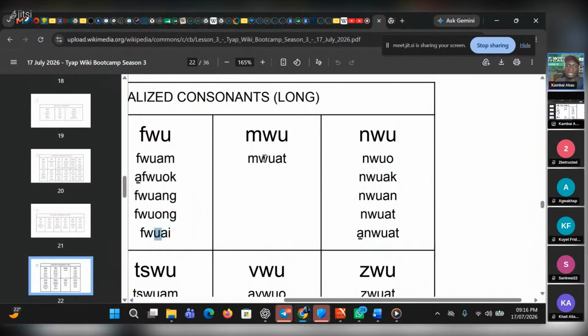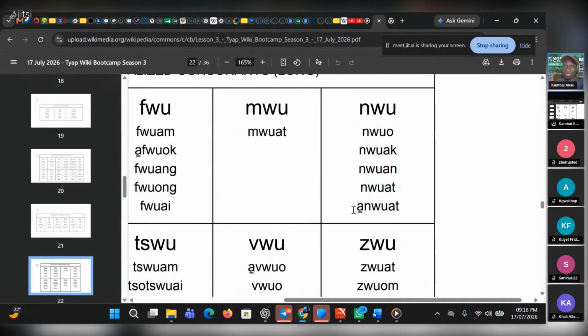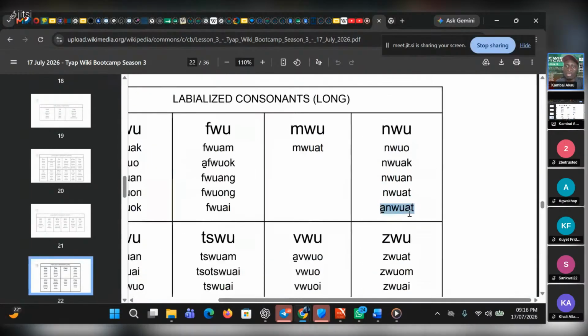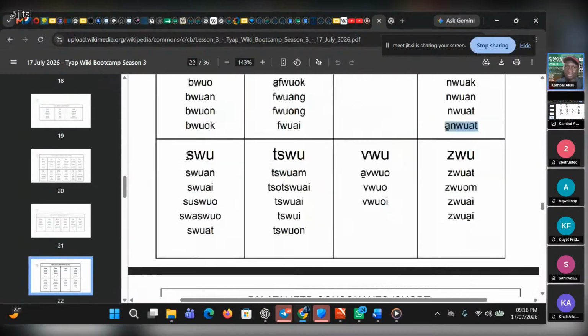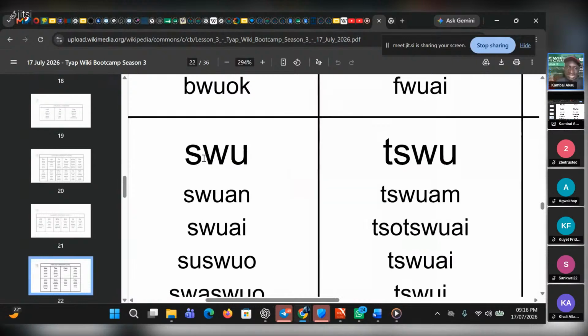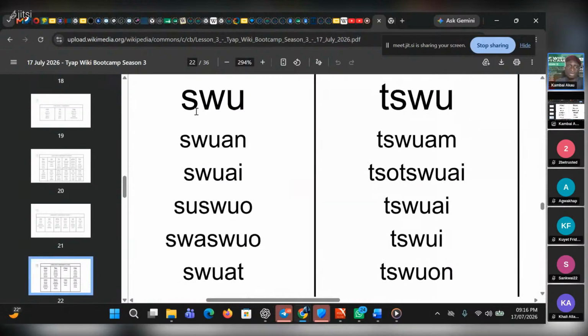Then right here we have mo, because this is the mu sound. Then we have the mo, and then we have muat. Then we have muan, we have muat, and then we have a muat. We are drawing it out a bit because that's the long labialized version. And then the long labialized version of the s sound, we have swan, and then we have swai, and then we have swasro, and then we have swat.